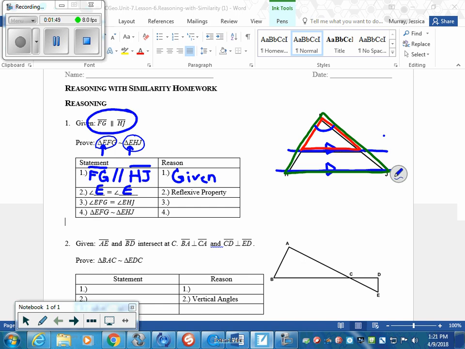Next piece, that's one angle. So then, if I already have one angle in common and they don't mention anything about sides, then the theorem that I'm probably going for would be angle, angle.